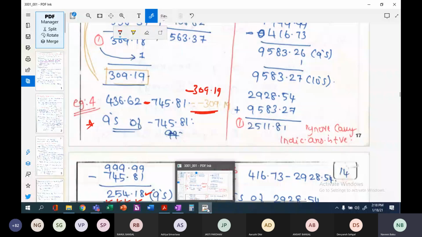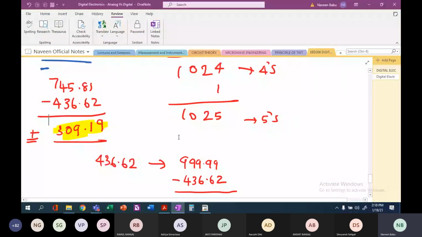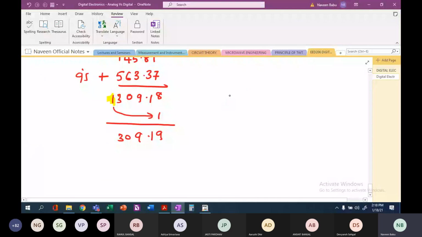Yes. So now, let me take a simple number. I'm going to subtract 32 minus 75. So obviously, what is this number? 75 minus 32 is going to be 43. So the answer is going to be minus 43, right? The answer is going to be minus 43.